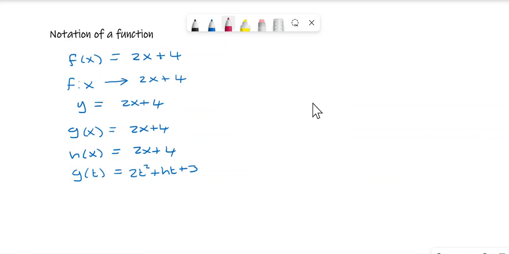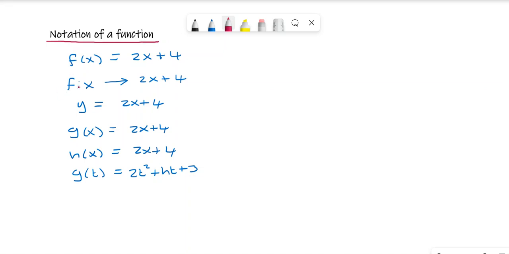So the last piece that I just want to talk about is what's called the notation of functions. It's very important that you become comfortable with this. So functions can exist in many different forms, but they all mean the same thing. So for example, it can be written like this: f(x) is equal to 2x plus 4. Okay, so that's a function. So this is your input, and then this is going to be your output.